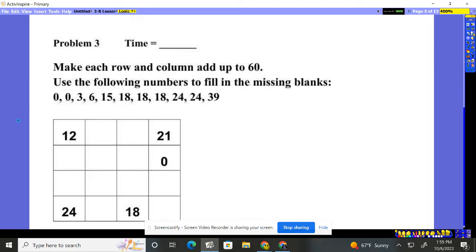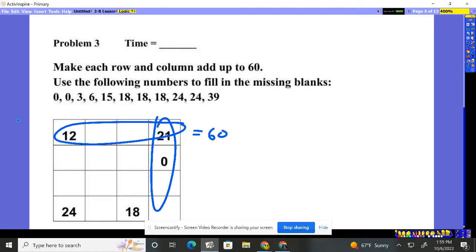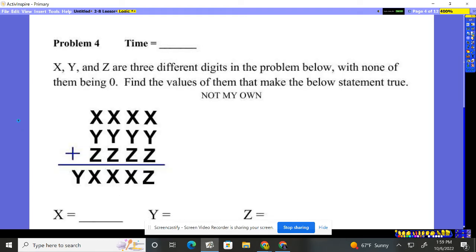You've got to use these numbers to make all rows and columns add up to 60. This is a row, so I need that to add up to 60. This is a column, so I need it to add up to 60. And you have to use these numbers. So you've got to use a 0 twice. You can't make up your own numbers.